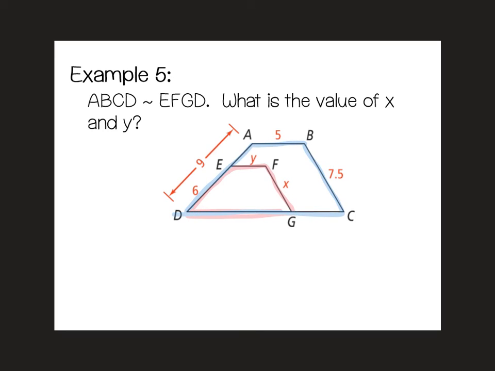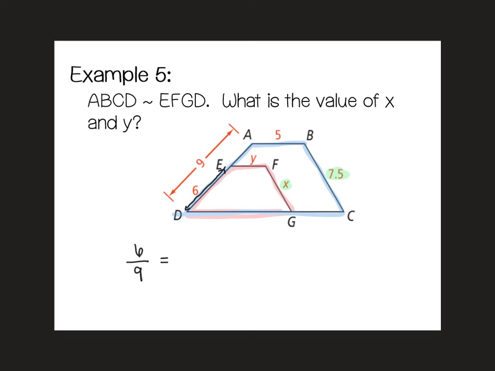So how you want to start this off is you want to look for a set of sides that is fully filled in. So can you see how right here I have ED and I have AD fully filled in? Okay, so I'm going to set up my proportion with that. So I have 6 and I have 9. They go together for sure. I'm going to start by finding X. So hopefully you can see how X corresponds to 7.5.